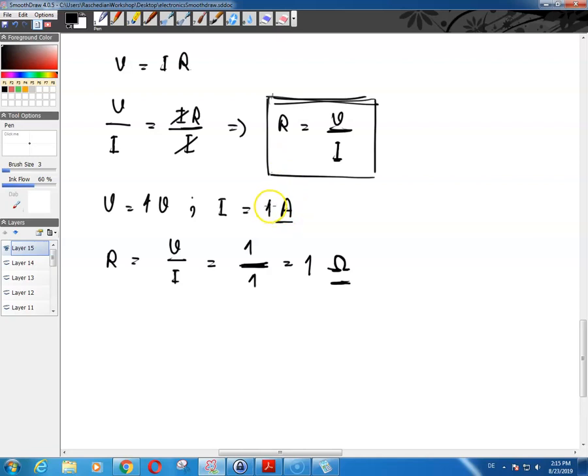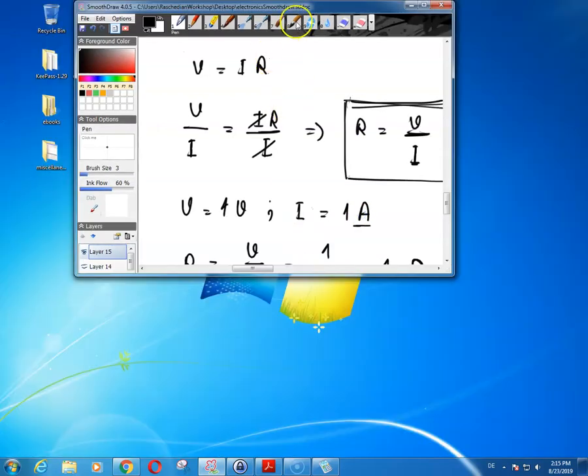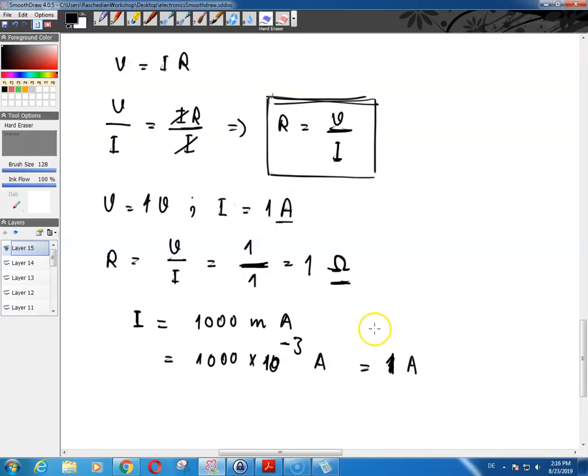For example, suppose that the current had been given to me as I is equal to 1000 milliamps. So 1000 milliamps is the same thing as, of course, 1000 times 10 raised to the power negative 3 amps, which is the same thing as 1 amp. So what that means is that basically the 1000 milliamp is the same thing as 1 amp, right?